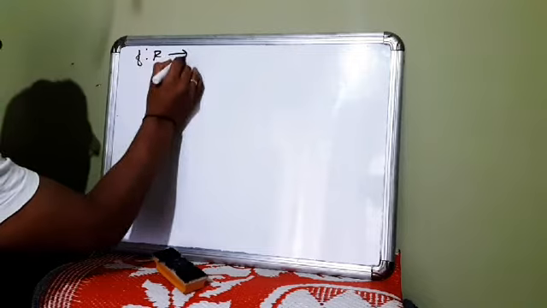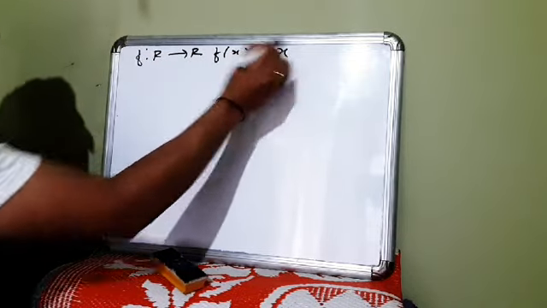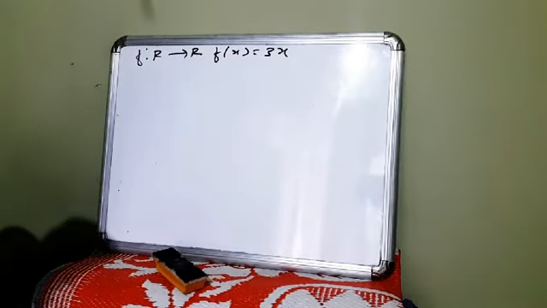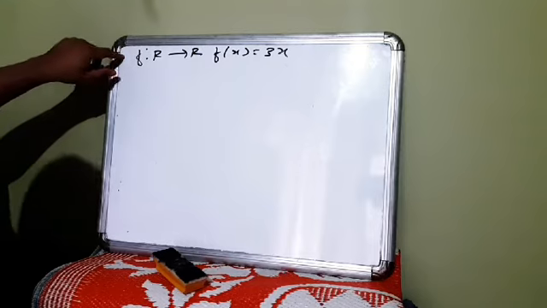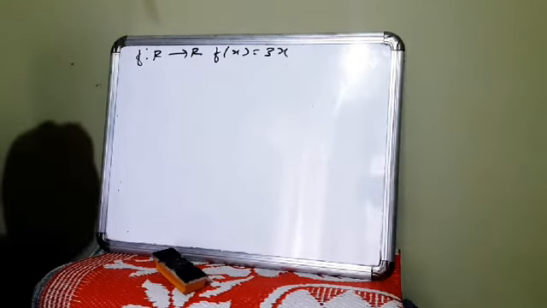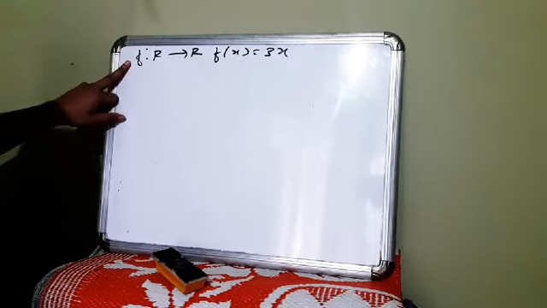That is, f is from R to R and f of x is equals to 3x. So in this question we have to show that this function is 1-1 and onto.